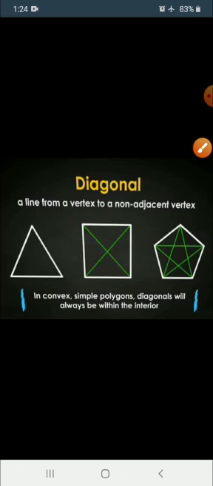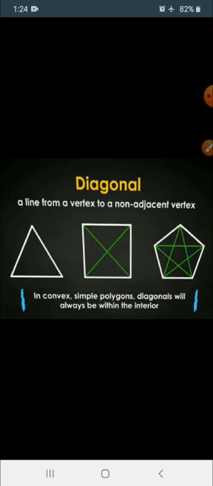Whereas in a triangle, you can observe there will be no diagonals. There are 0 diagonals. In a pentagon, there are 5 diagonals. In convex simple polygons, diagonals always lie within the interior.